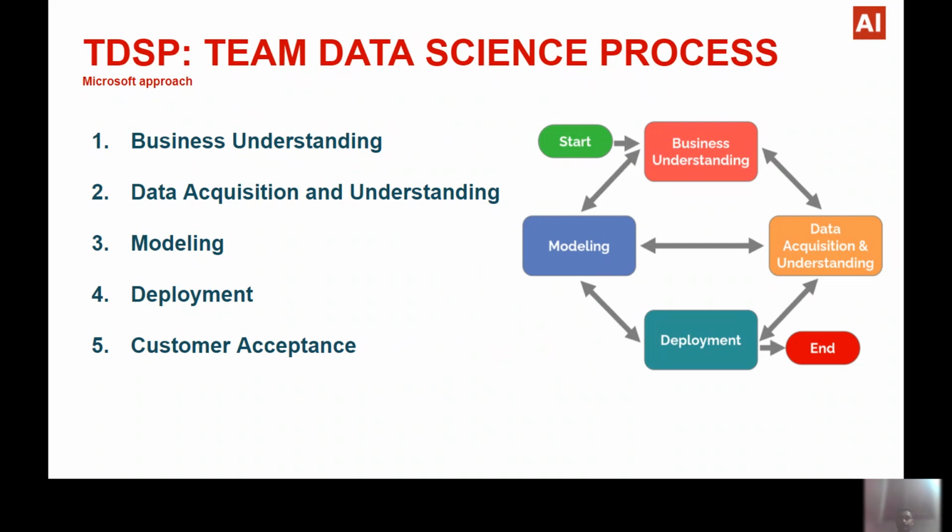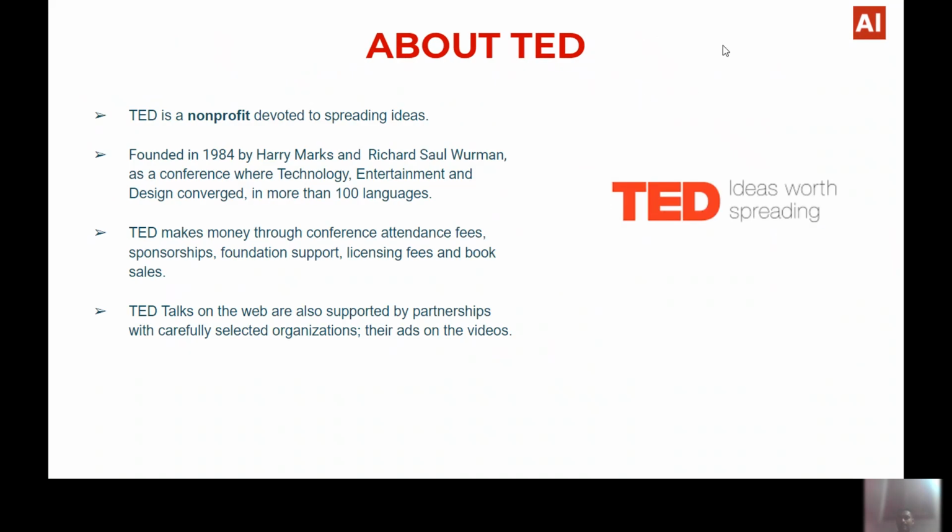Let us move further. Let us understand the TED business. TED is a non-profit organization which was founded by Harry Marks and Richard Burman in 1984 with key ideas. The main motive is to spread the ideas of technology, entertainment, and design to the population. It is a non-profit organization, but for survival, they have to make money. Their main sources of making money are sponsorship, foundation support, licensing fees, and selling books. Hence, they are the main key stakeholders of the TED business.